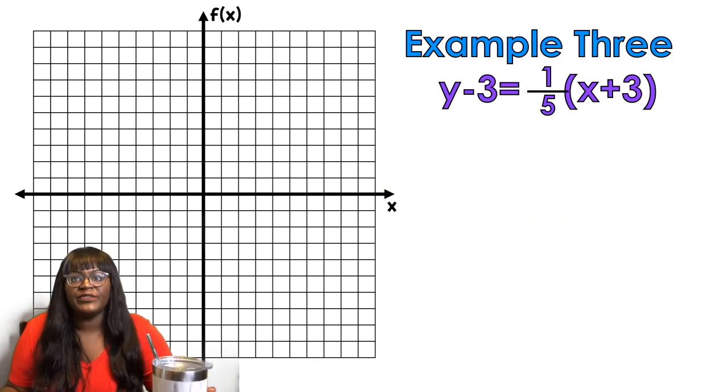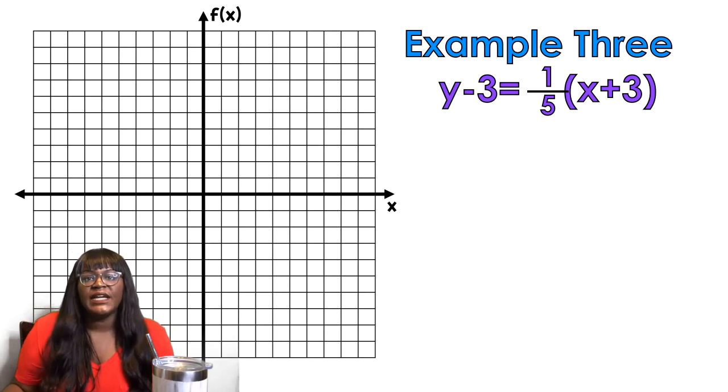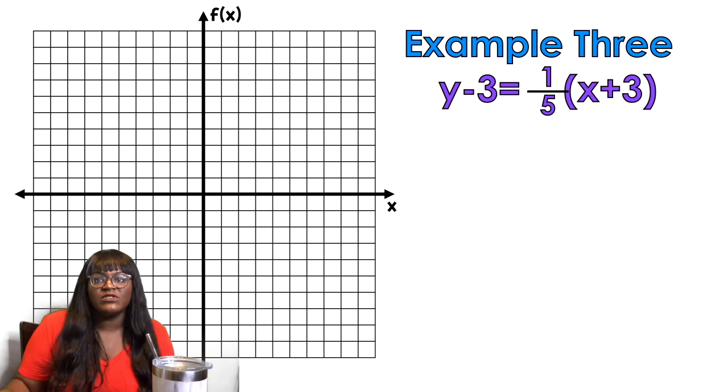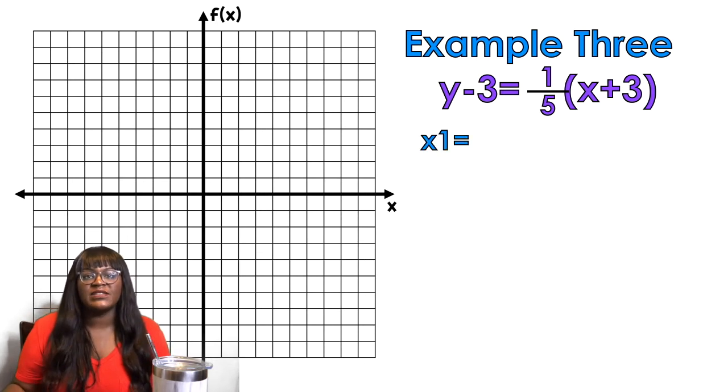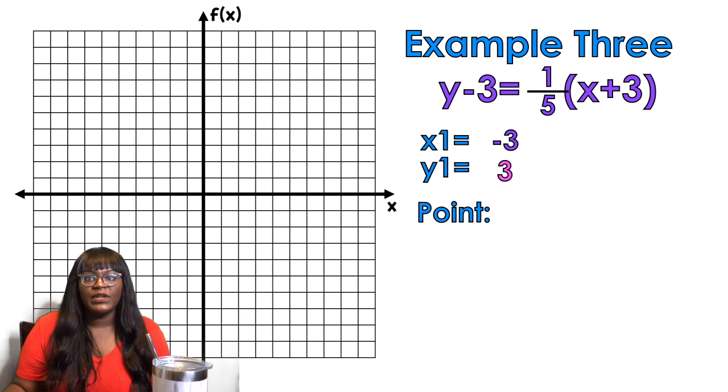Okay, example number 3, out of 6, by the way. So example number 3 basically states the same thing. So to find x1, what's the opposite of positive 3? Good, negative 3. What's the opposite of negative 3? Good, positive 3. So our point is going to be negative 3 comma 3.